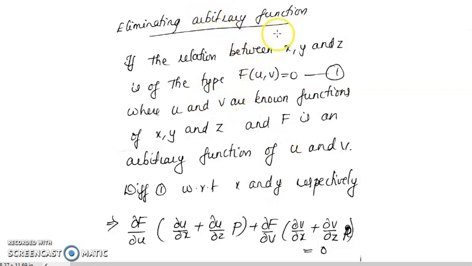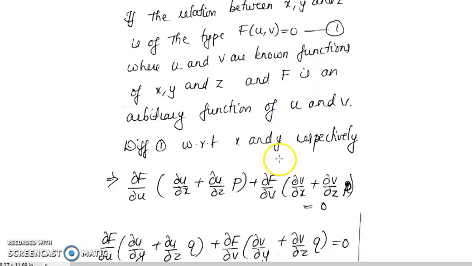So here, instead of an arbitrary constant, f is an arbitrary function. So f is a relation involving u and v, where u and v are functions of x, y, z. So we will see how to form the PDE for the equation f of (u, v) equal to 0. Take it as equation 1. We are going to differentiate 1 with respect to x and y respectively.